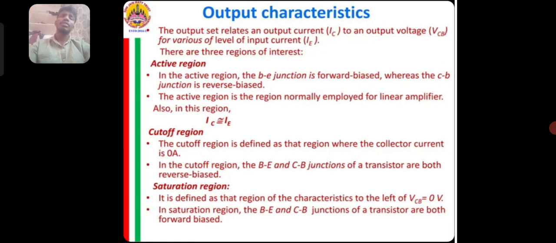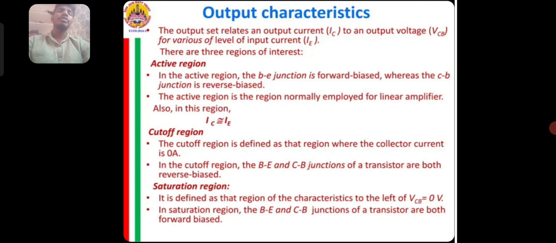In the active region, the BE junction is forward biased, whereas the CB junction is reverse biased. The active region is the region normally employed for linear amplification. Also in this region, IC is equal to IE.